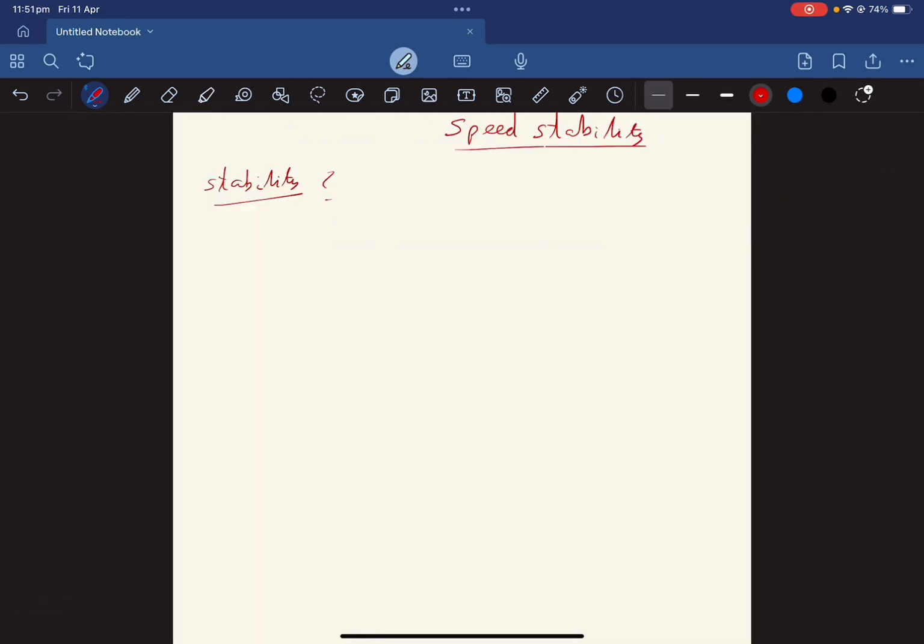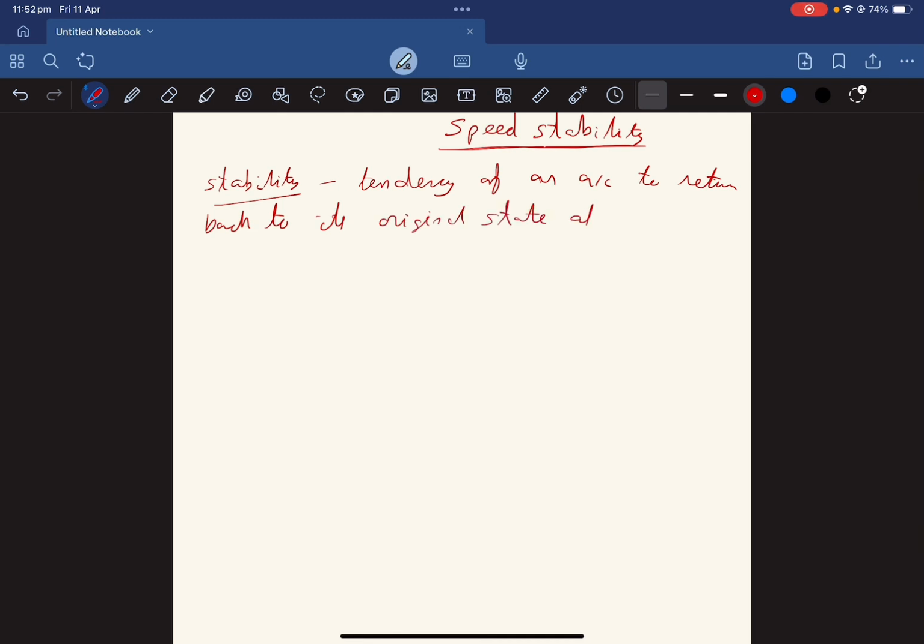Alright, so now I'm gonna explain what is speed stability. Even though it's not that important for your DGCA exam, I'm gonna give you a quick brief explanation about it. So what is stability? It's the tendency of an aircraft to return back to its original state after a disturbing force acts on it.